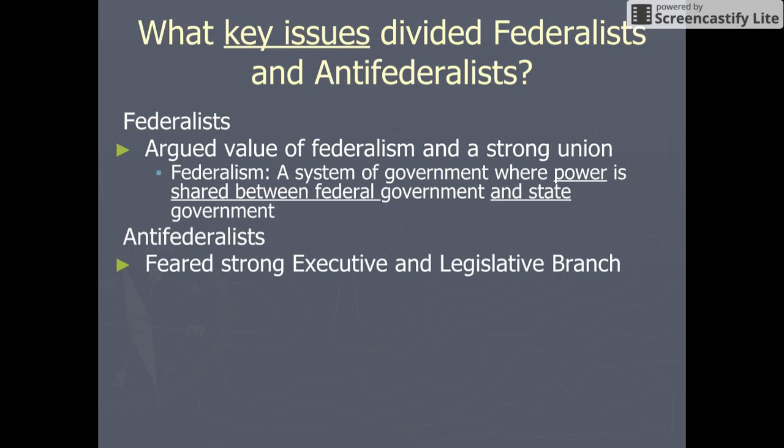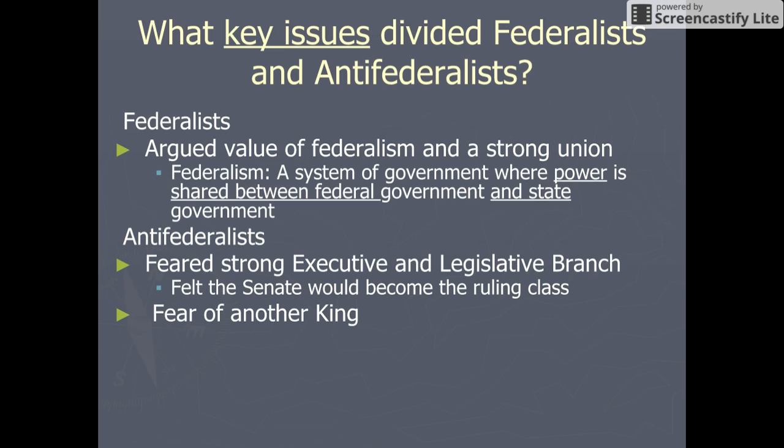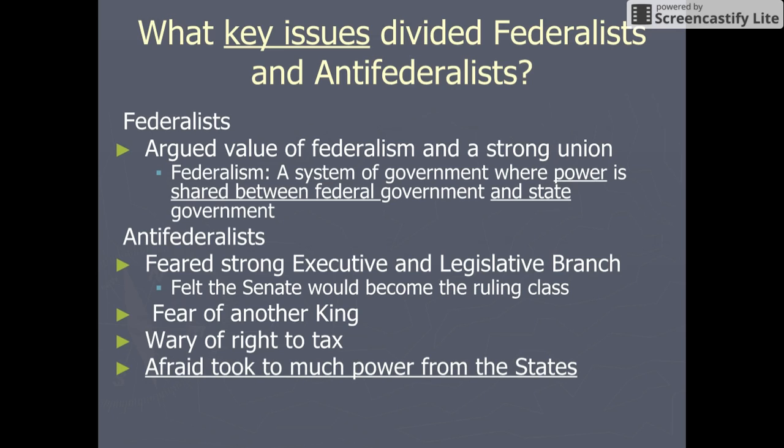The Anti-Federalists feared a strong executive and legislative branch. They did not want to have another king and didn't want to get in the same situation they did with the King of England and the tyranny and the tyrant. They felt the Senate would become a ruling class, and they feared another king. And they were worried about the right to tax at the federal level. Because remember, one of the main reasons for the American Revolution was taxation without representation. And they were afraid it took too much power from the states, because the Articles of Confederation gave all the power to the states. Under the Constitution, the power would be shared, but the federal government would trump or supersede any state power.